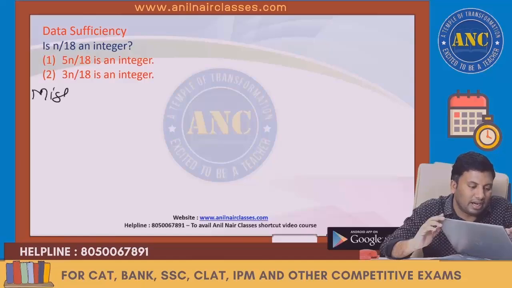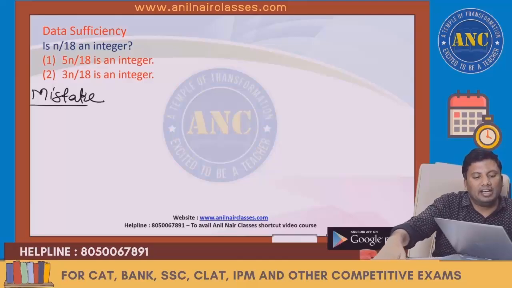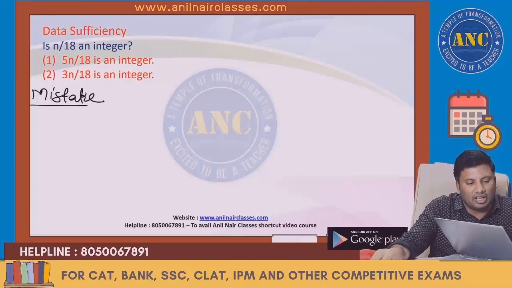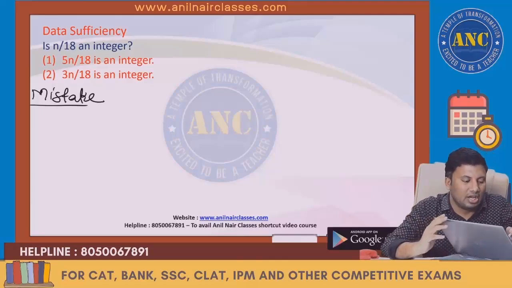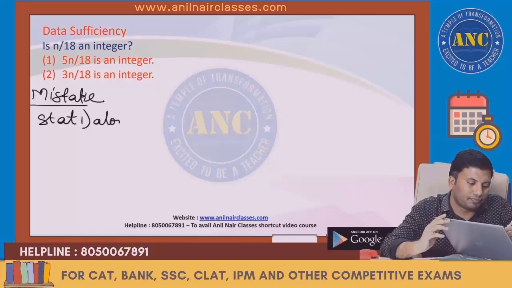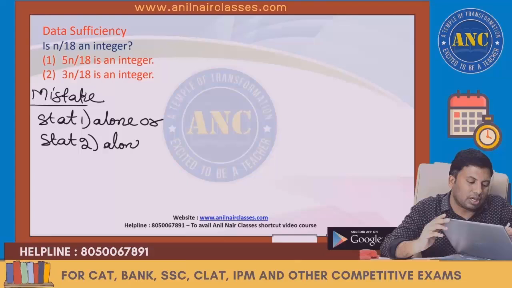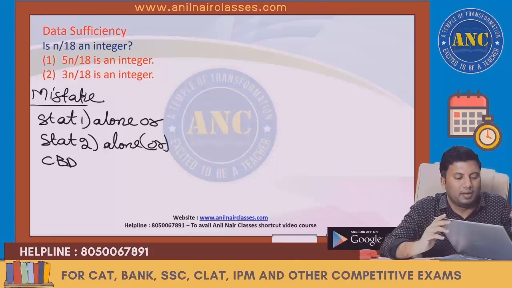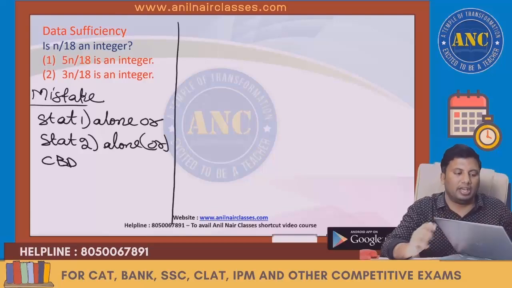Mistake. Again the third question, right? 5n by 18 is an integer and 3n by 18 is an integer. Students will do statement 1 alone or statement 2 alone or cannot be determined. They will tick mark any of these three because of half knowledge. See here.